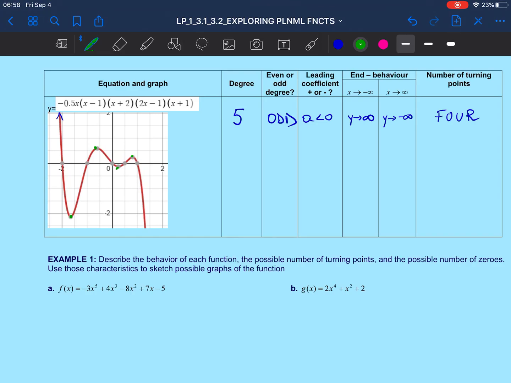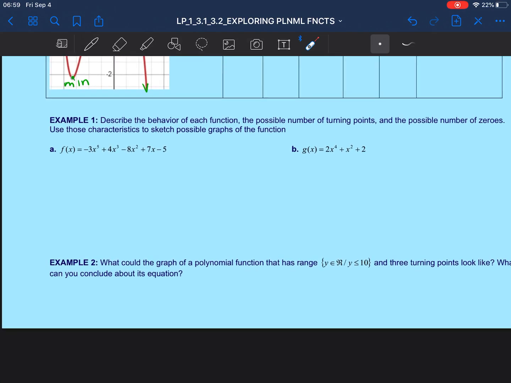Now, let's mark what kind of turning points they are. So this is a minimum. This is a max. It's the top of the hill. This is a valley here, so that's a min. This is the top of the hill. And they're all going to be local because the absolute minimum is undefined and the absolute maximum is also undefined, because it increases to infinity.